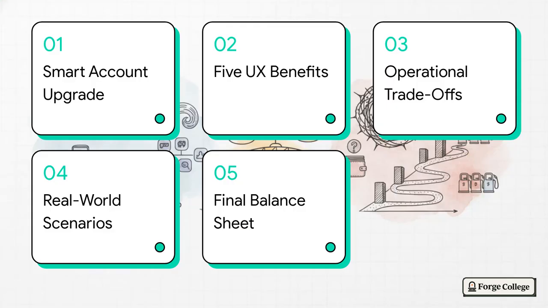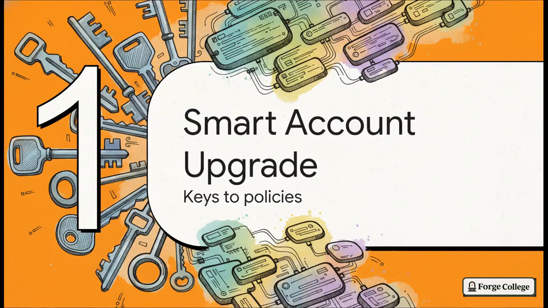First, the Smart Account Upgrade. Second, 5 major UX benefits. Third, operational and security trade-offs. Fourth, real-world applications. And finally, number 5, the final balance sheet. All right, let's dive into Section 1, the Smart Account Upgrade.